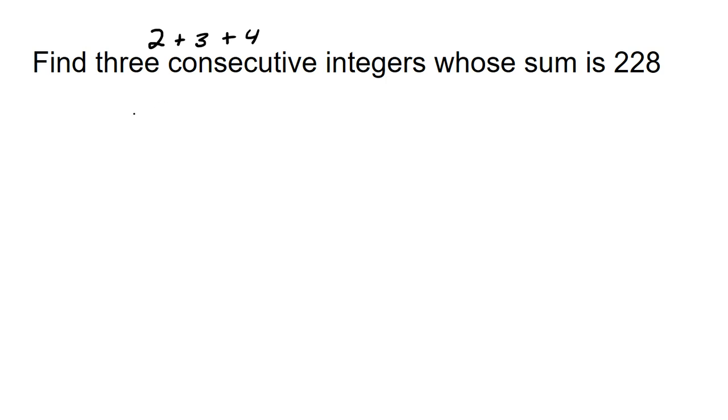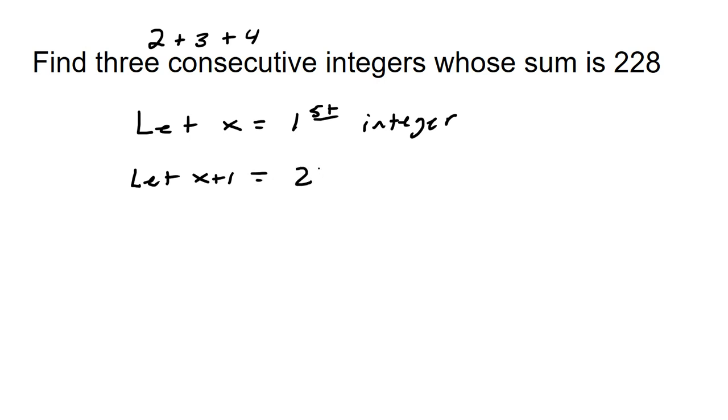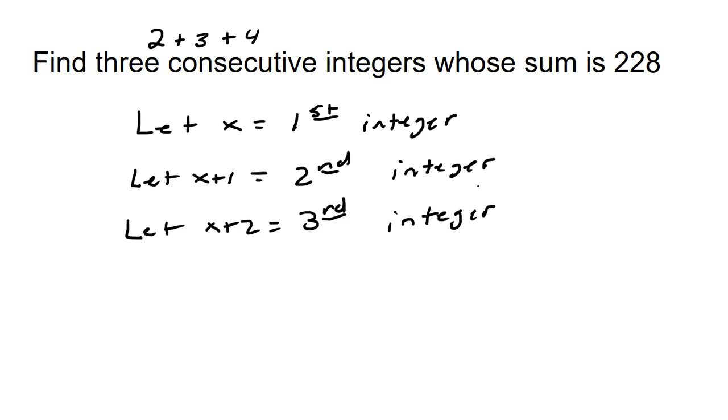But what I'm going to do here is I'm going to let x equal the first integer. If I let x equal the first integer, how did I go from 2 to 3? I added 1. So I'm going to let x plus 1 equal the second integer. And I'm going to let x plus 2 equal the third integer. So no matter what I let x equal, if x is 20, then the next integer adding 1 to that would be 21, adding 2 to that would be 22.